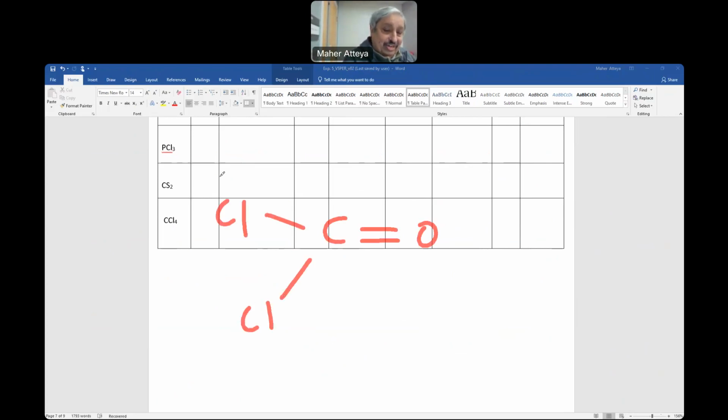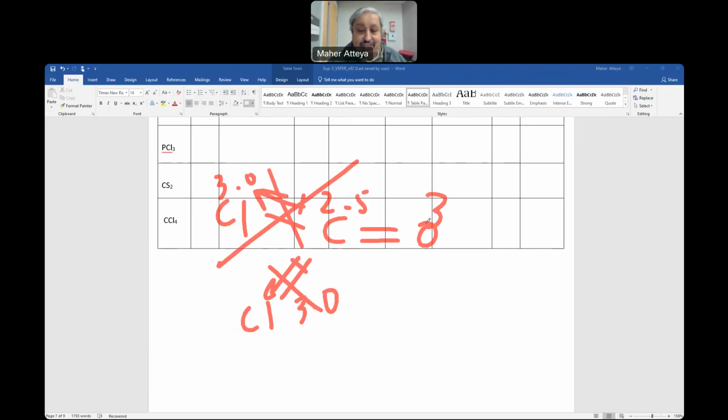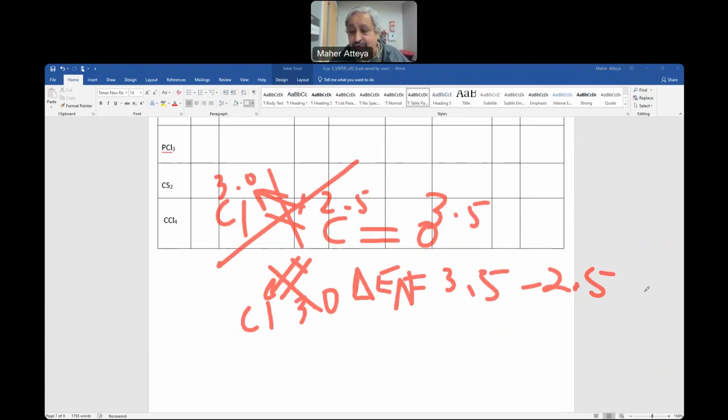So this is 3.0, 2.5, 3.0. We said those are this way here, canceling themselves out, so we're not considering this. This is 3.5. So 2.5 to 3.5 is what? The difference is the electronegativity difference, delta EN. 3.5 minus 2.5, how much is it? Around 1. Then you have to go inside your table. We don't have it in the lab, but that's for the lecture.